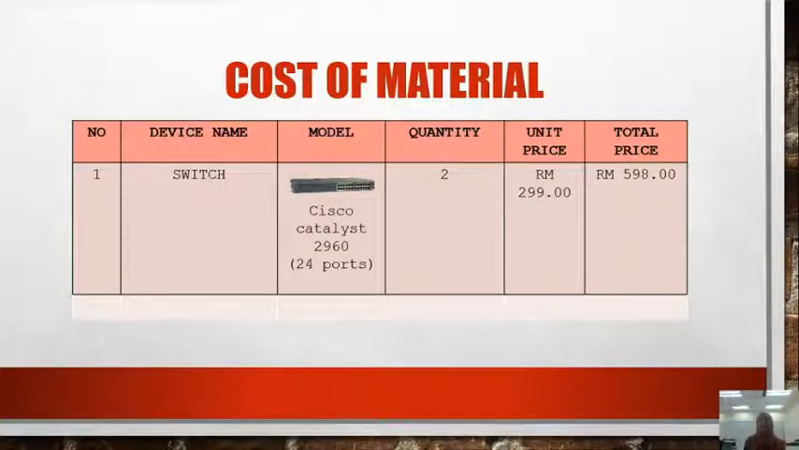Assalamualaikum warahmatullahi wabarakatuh. My name is Rosizati binti Rosli, and today I will present about the cost of material. We are using 4 materials for this project, which are switch, router, server and connection. For the switch, we use the model Cisco Catalyst 2960, which has 24 ports. We bought 2 of this switch, and each switch costs about RM299. So the total price for the switch is 598 ringgit.